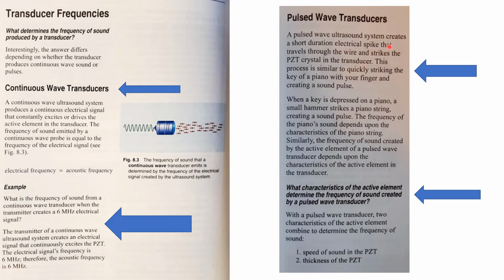But a pulse ultrasound system that creates a short duration wave is sent as a spike. So you have kind of on and off signals that are sent as it goes along, and this is more what you're going to be using when you're doing imaging studies. And the characteristic of the active element here is with a pulsed wave transducer, the speed of sound in the PZT and the thickness of the PZT both have an influence.